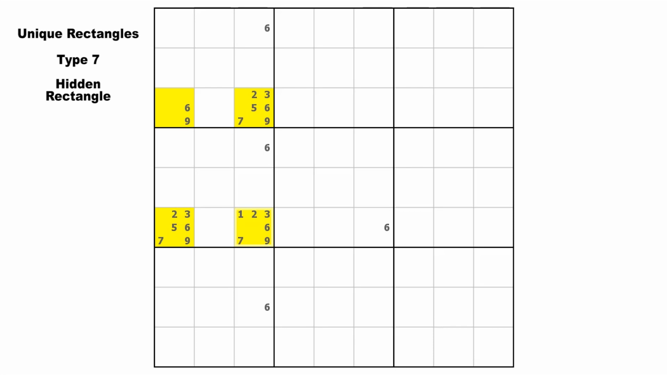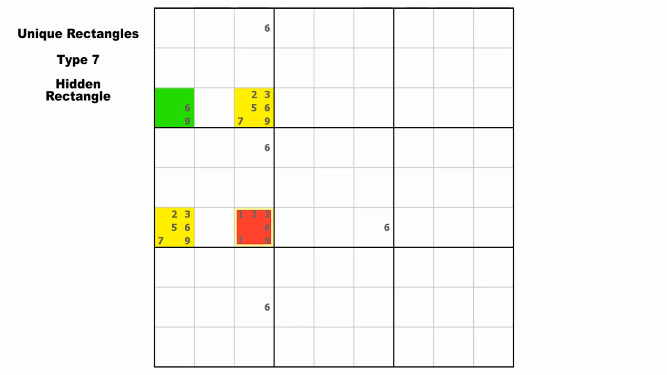Here in this diagram, the UR candidates are 6 and 9. R3C1 is a pure bi-value cell containing only the UR candidates, and we start with this cell. Now look at the diagonally opposite corner cell, which is R6C3, and this is the cell where a candidate elimination may be possible.